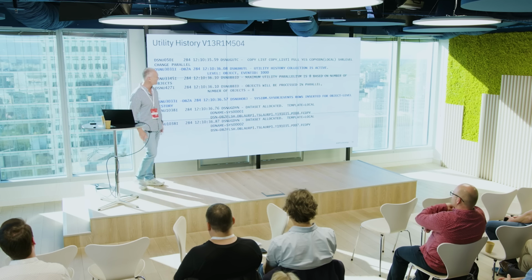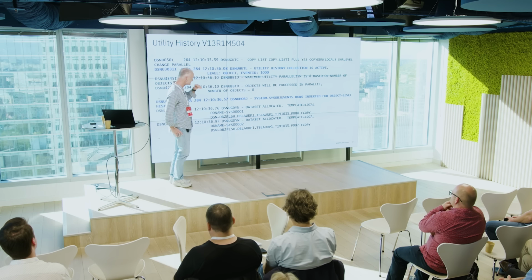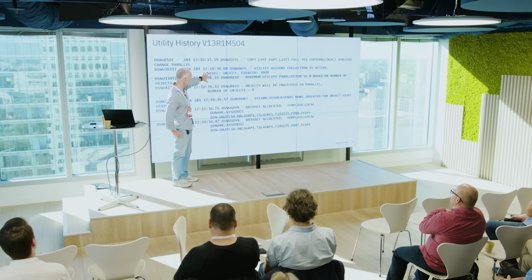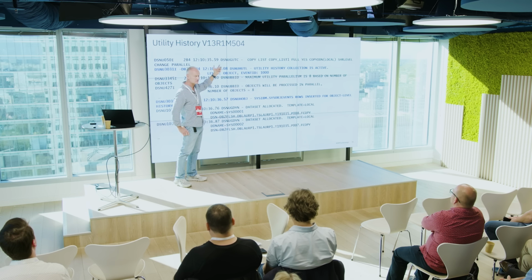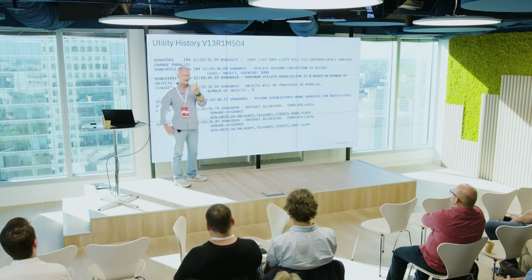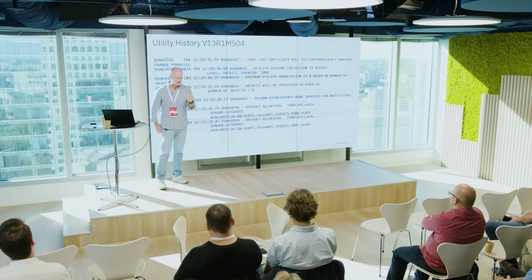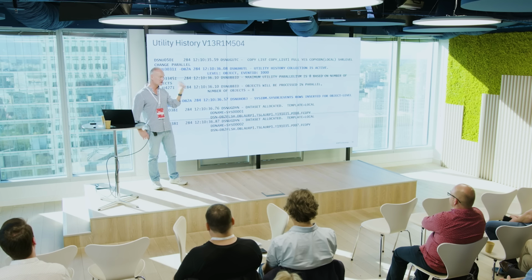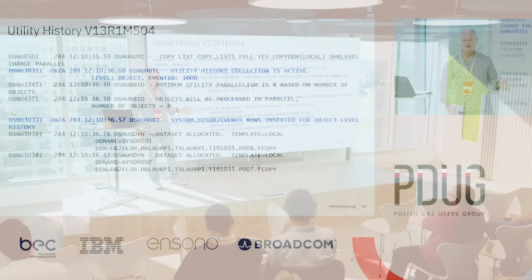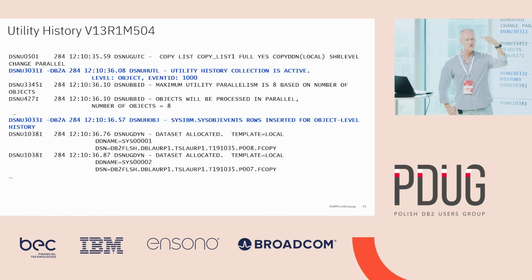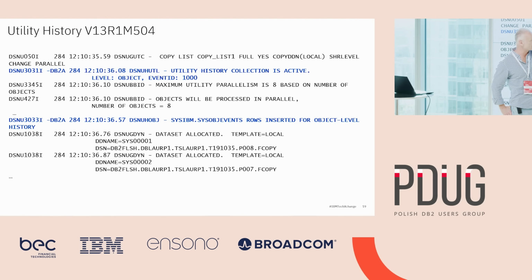So here you can see an example of the output that you get in the job output for a utility. Utility history collection is active. The level, because utility history collection is controlled by a ZPARM, and you've got 3 choices. There's none, which means we're not going to collect anything, obviously. There's utility, which means only collect utility level and not object level. And then there's object, which says collect utility level and object level. So now we've got object level collection.